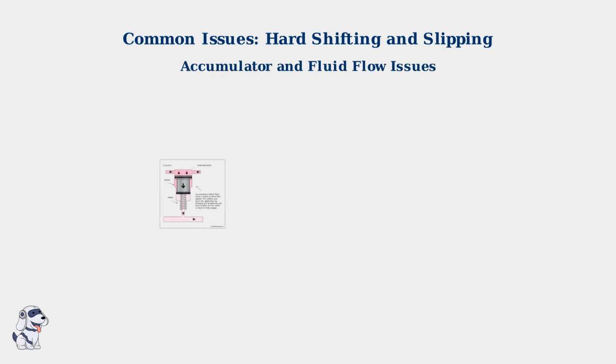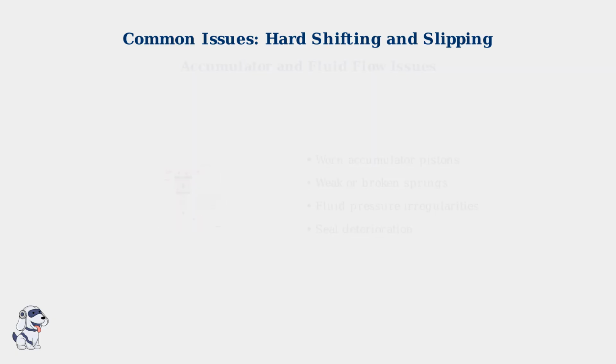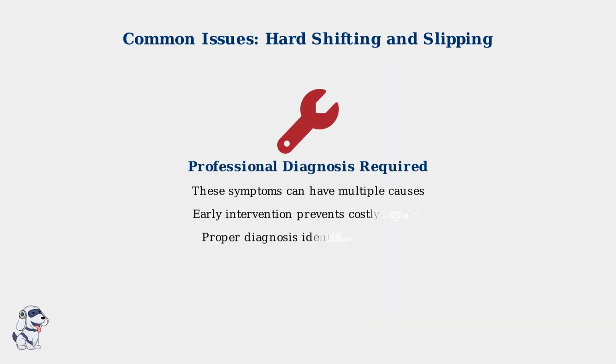Accumulators smooth out pressure spikes during gear changes by absorbing and releasing hydraulic fluid. When accumulator pistons wear, springs weaken, or seals deteriorate, the result is harsh shifting and poor shift quality that drivers immediately notice. When experiencing any of these transmission issues, professional diagnosis is essential. These symptoms can have multiple underlying causes, and early intervention prevents more costly repairs. Proper diagnostic equipment can identify whether the problem lies with the TCM, valve body, or other transmission components.